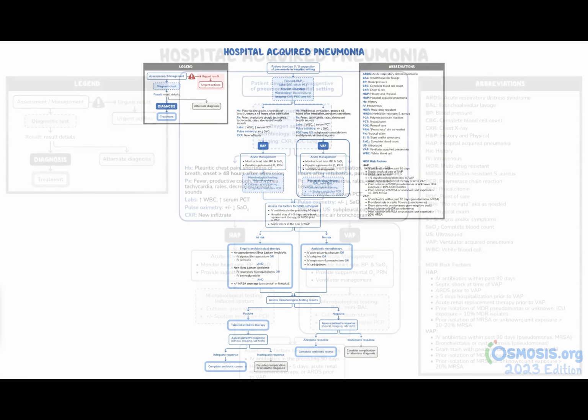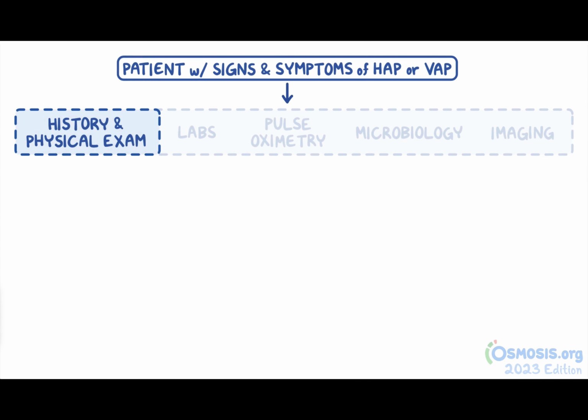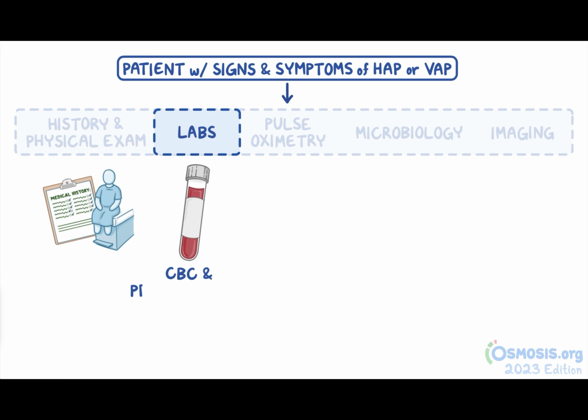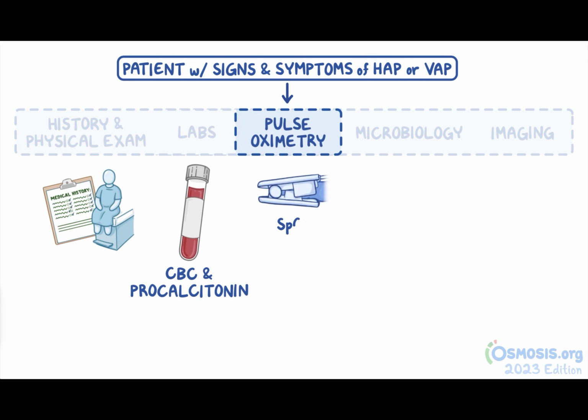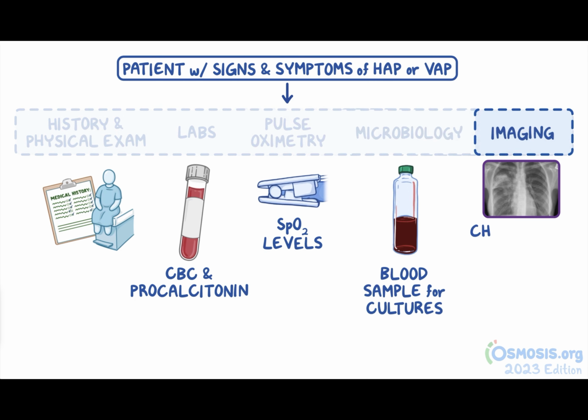Now, when a patient presents with signs and symptoms suggestive of HAP or VAP, the first step is to obtain a focused history and physical examination and order labs such as CBC and procalcitonin. You should also use pulse oximetry to check oxygen saturation levels and collect a blood sample for cultures. Finally, don't forget to obtain imaging such as chest X-ray or point-of-care lung ultrasound.